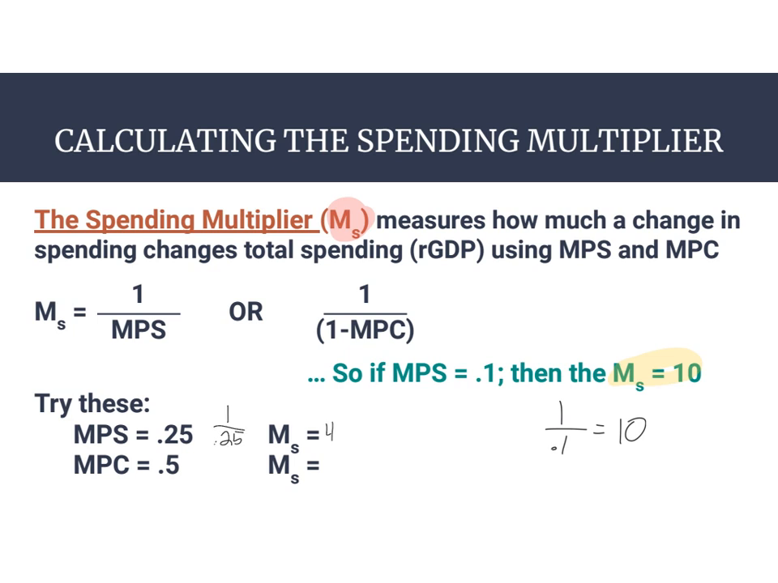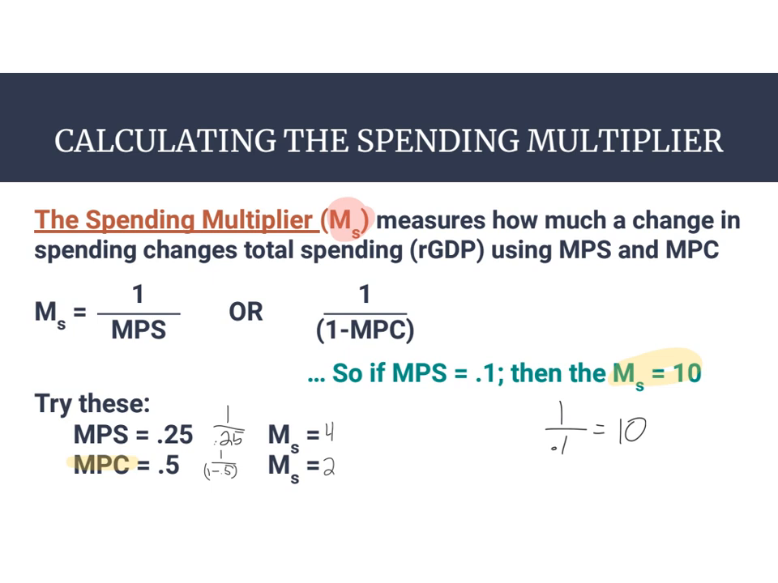All right, what if the marginal propensity to consume is 0.5? Now, this is a little tricky, because the formula for the spending multiplier is 1 over MPS, and I've given you the MPC. So all you have to do is use this formula over here, and it's just 1 minus the MPC, which is 0.5. So easily enough, it's just going to be 1 over 0.5, and that should give you 2. So the spending multiplier is 2.